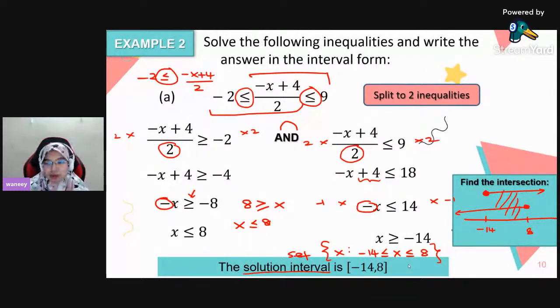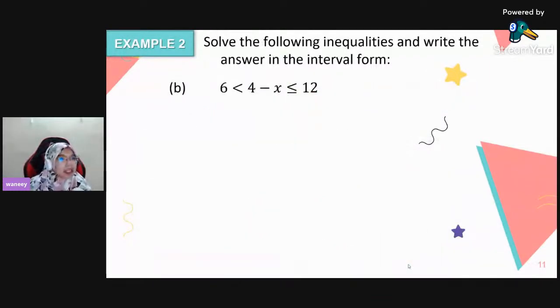So now 2B. Okay, solve the following inequalities and write the answer in interval form. Okay, so let me give you around 2 minutes for you to try, and I'm going to check your answer with you later on. So I'll give time until 8:21. Later I will give the answer.